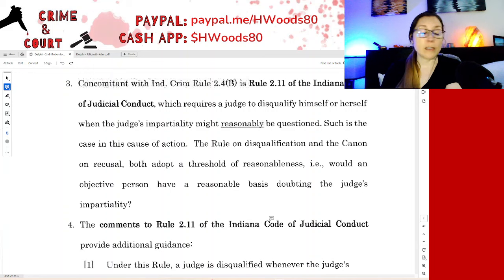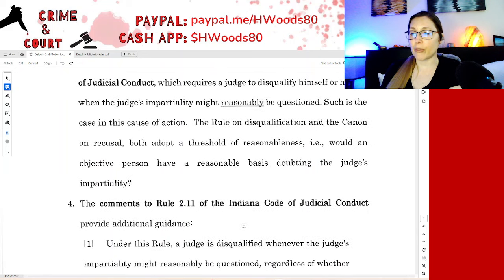Number three, I looked it up. It's concomitant, which just means in accordance with or associated with. So, associated with Indiana Criminal Rule 2.4(b) is Rule 2.11 of the Indiana Code of Judicial Conduct, which requires a judge to disqualify himself or herself when the judge's impartiality might reasonably be questioned. And I think the whole world is now questioning Judge Gull's bias, or at least the appearance of impartiality. Such is the case in this cause of action. The rule on disqualification and the canon on recusal both adopt a threshold of reasonableness, i.e., would an objective person have a reasonable basis for doubting the judge's impartiality?